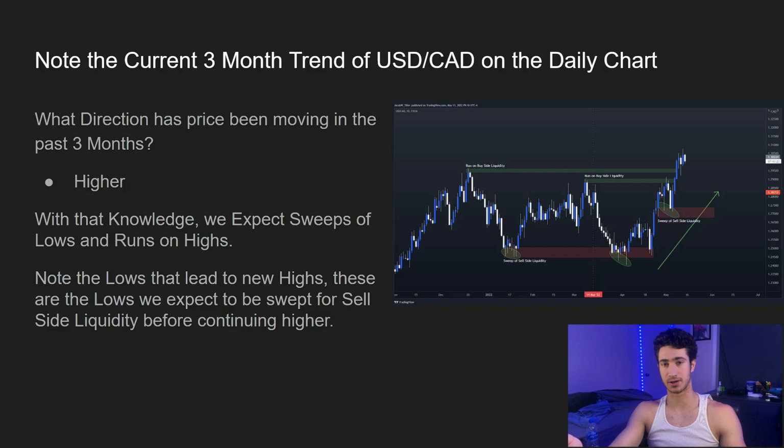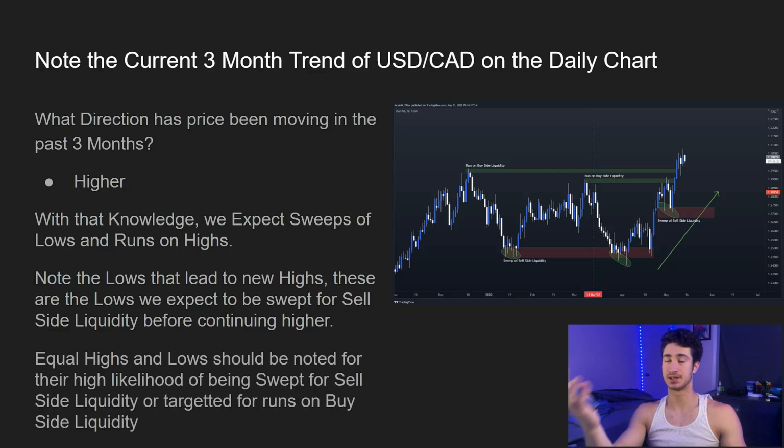So like this diagram shows, we see a sweep of the low with that circle, and then a run on the highs. And then we had this low form, and then we ran higher. And just like before, equal highs and equal lows should be noted for their high probability of being run or swept, because there's a lot of liquidity at these levels.